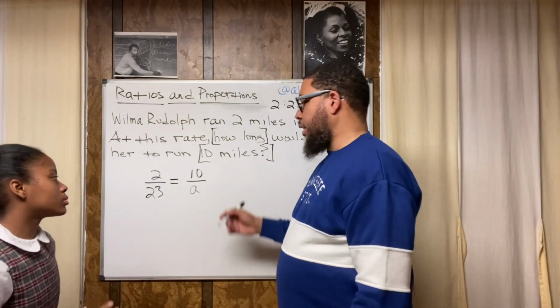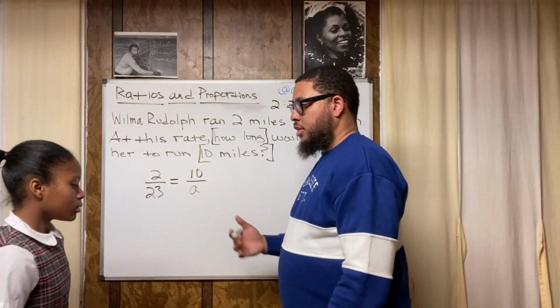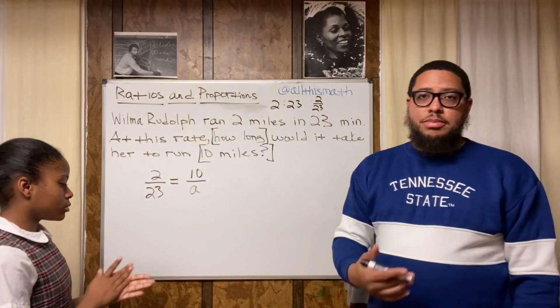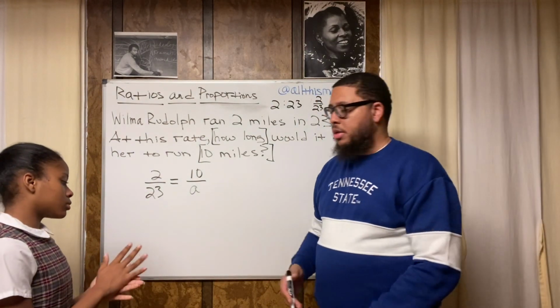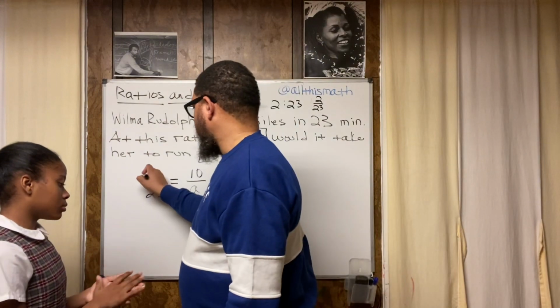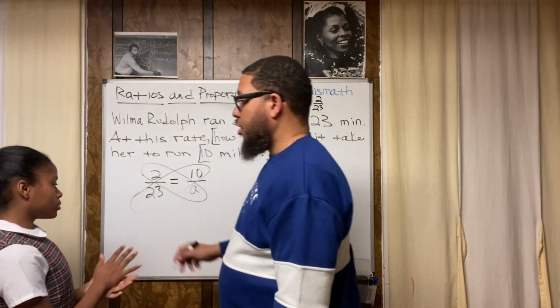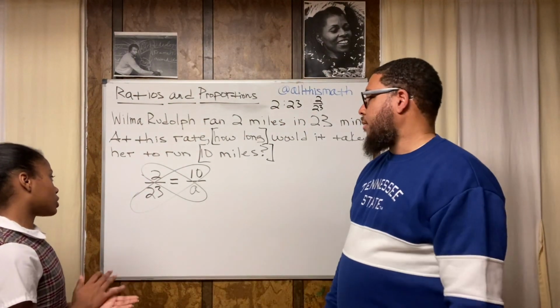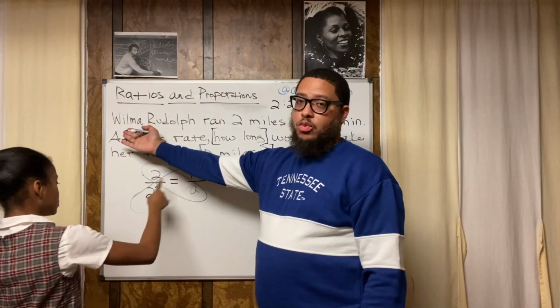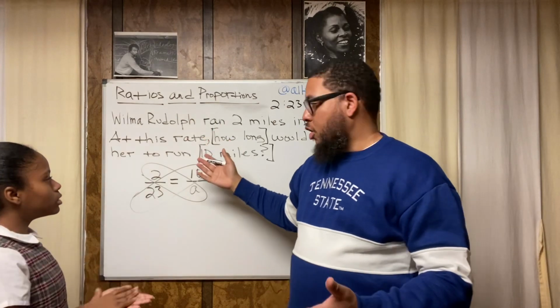I like to call this next step the Malcolm X method. Some people call it the butterfly method. Some textbooks call it the cross product property. It's all good, whatever you want to call it. But I call it Malcolm X because I like to evoke the name of ancestors when I'm doing math, just like we evoke the name of the ancestor Wilma Rudolph while we're doing this word problem.